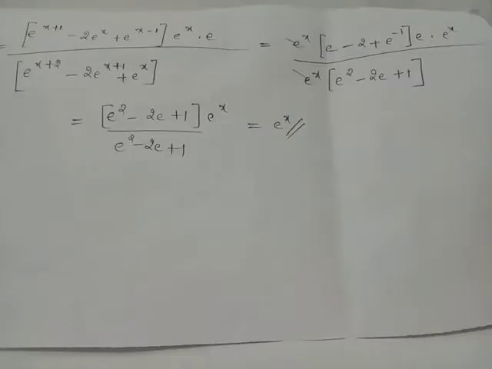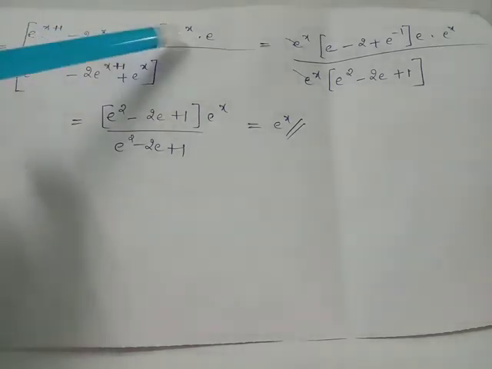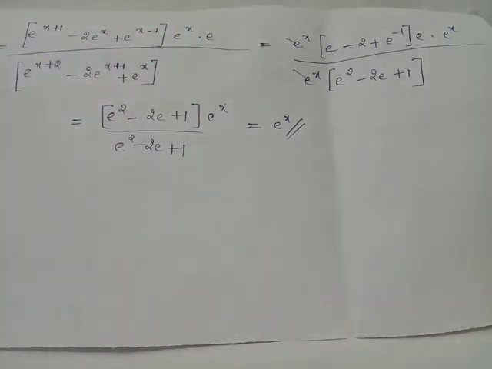You can take e raised to x common from both these square brackets. When e raised to x is taken outside from the numerator, you get e raised to x multiplied by e minus 2 plus e inverse, along with e raised to x into e in the numerator. From the denominator, when you take e raised to x outside, it becomes e raised to x multiplied by e square minus 2e plus 1.